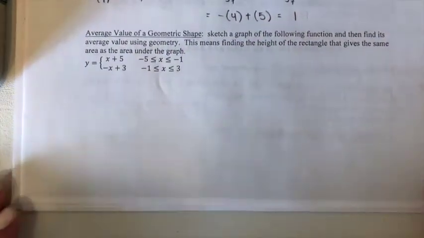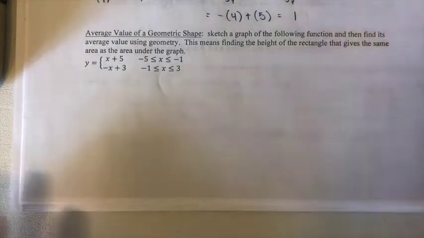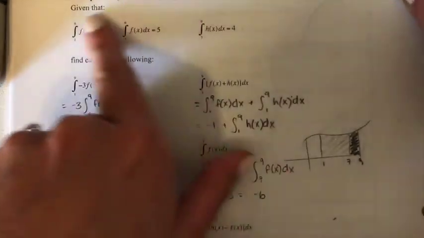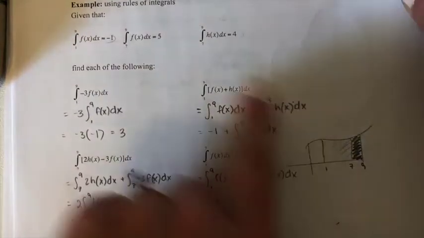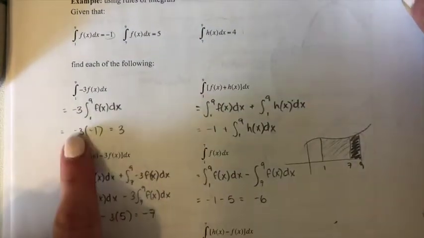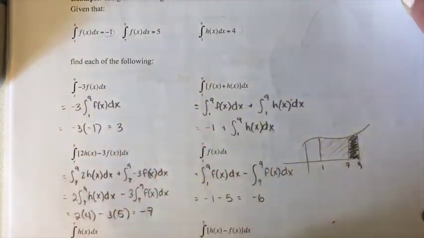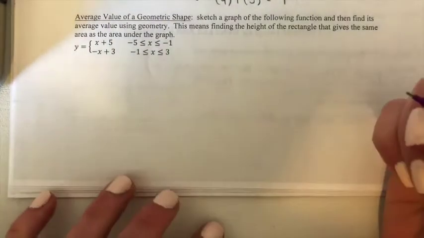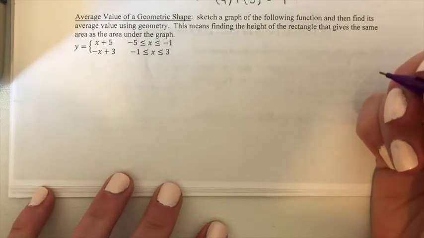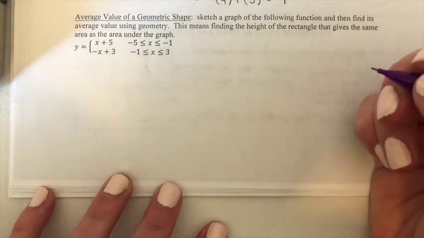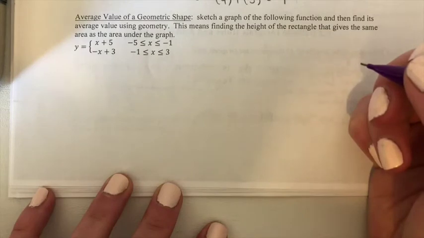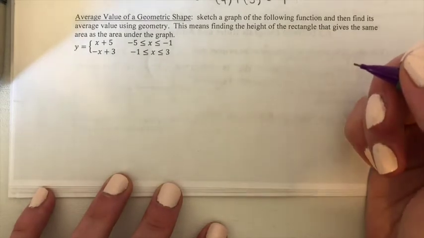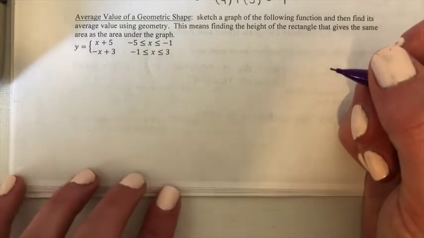Okay, so there's how we can figure out unknown values using given values. And I went through some of the rules. So the constant, if you've got sums or differences, you can split them up just like we did in differentiation. If we're talking about the average value of a geometric shape, this is also helpful in adding our area up. So if we sketch a graph of the following function and then find its average value using geometry, we can figure out the area under a graph with that.